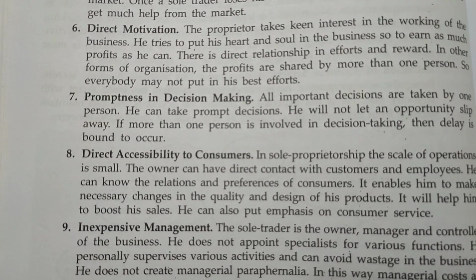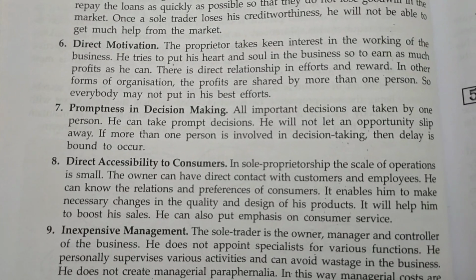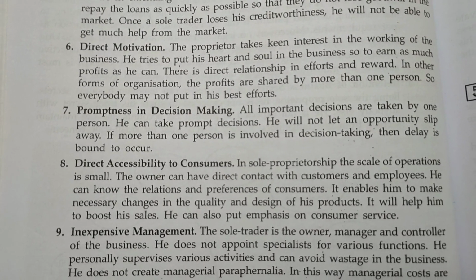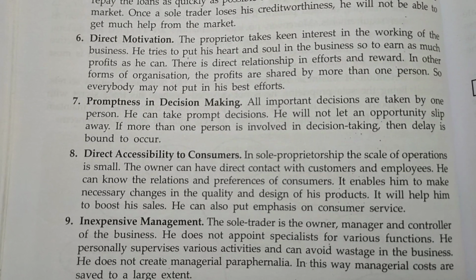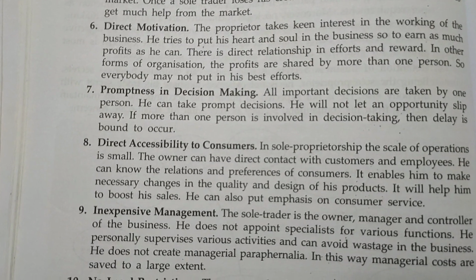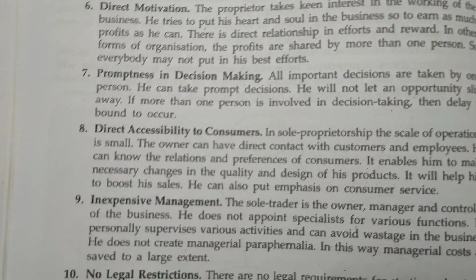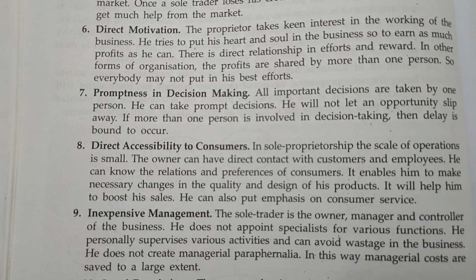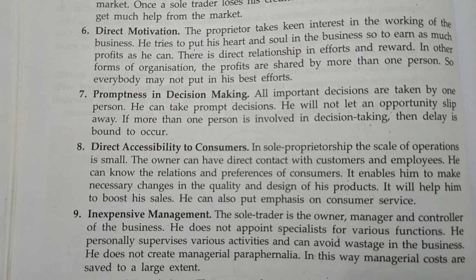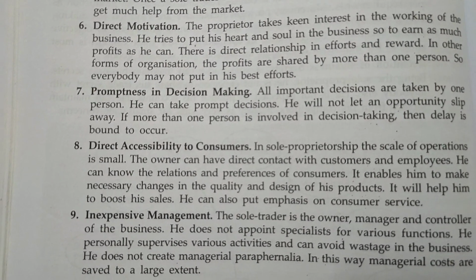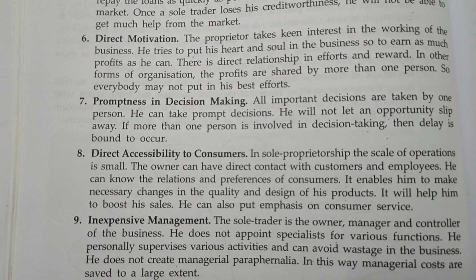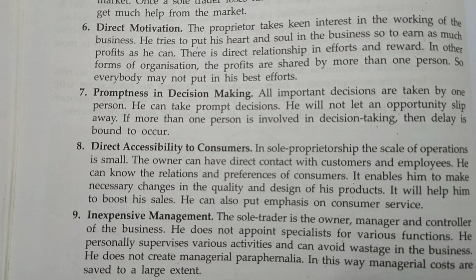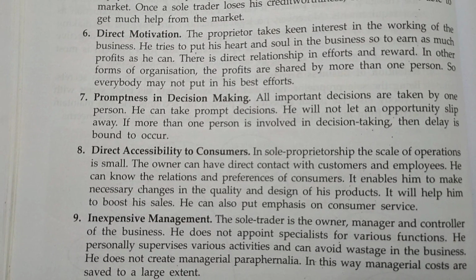Next one, direct accessibility to the consumers. Direct accessibility to the consumers means the owner can have direct contact with customers and employees. He can know the relations and preferences of consumers. As it is a small scale business, he can have direct contact with the customers and employees also. So here he can produce the goods as per the requirements of the consumers, and design and everything. Why? Because it is a small scale business. No need to depend on anyone else, he himself can have contact with the customers and employees.